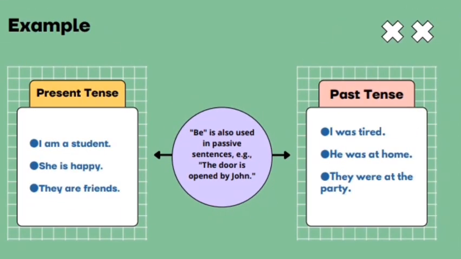Example. First, present tense example. I am a student. She is happy. They are friends. Second is past tense example. I was tired. He was at home. They were at the party. Be is also used in passive sentences. For example, the door is opened by John.